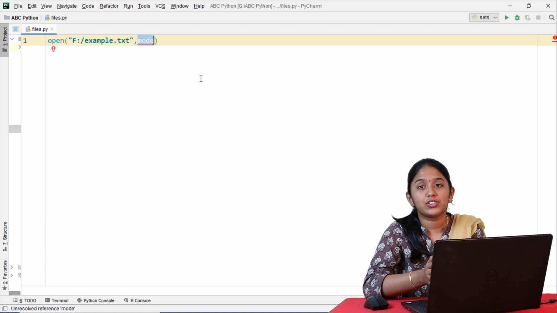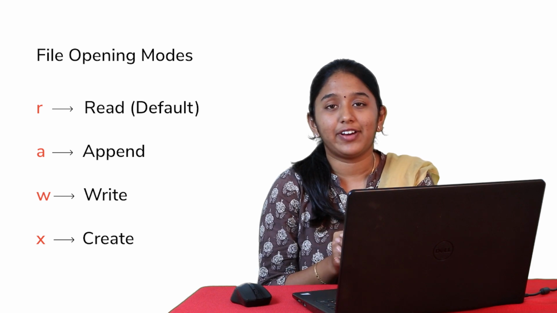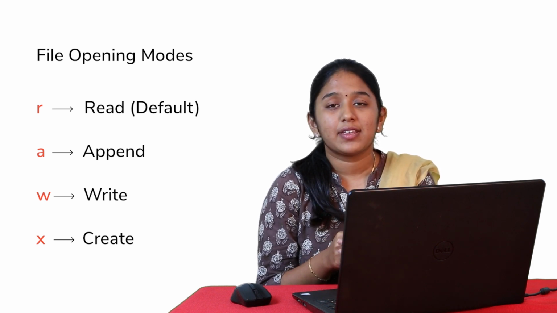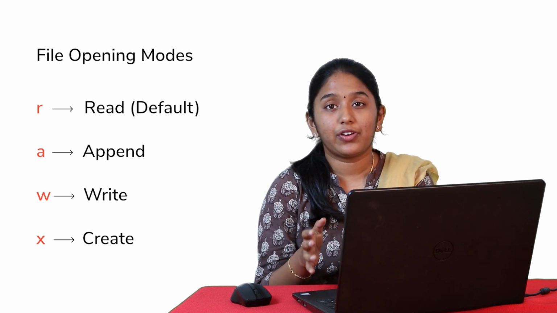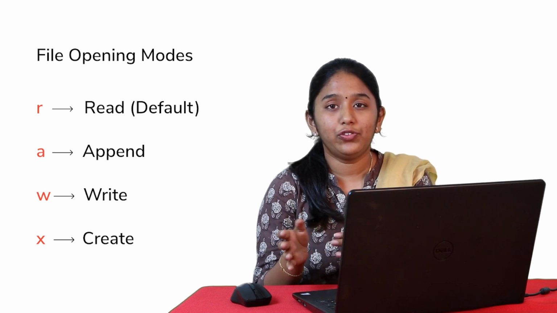Here, mode refers to the purpose of opening the file. And guys, even if you do not create the file beforehand, the file will be automatically created once you run this open function. Basically, there are four types of modes. The first one is r. r stands for reading a file, and it's the default mode. The next one is a. a stands for appending to a file. And then w stands for writing in a file. x stands for creating, which will create a new file.